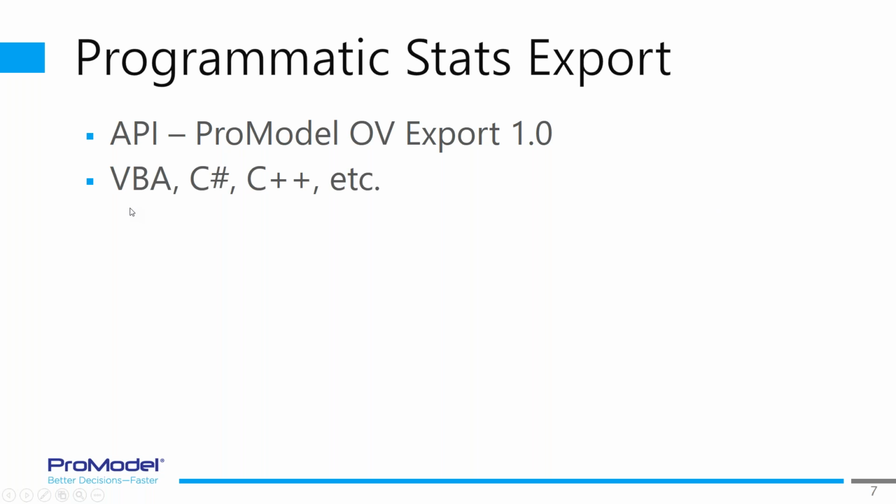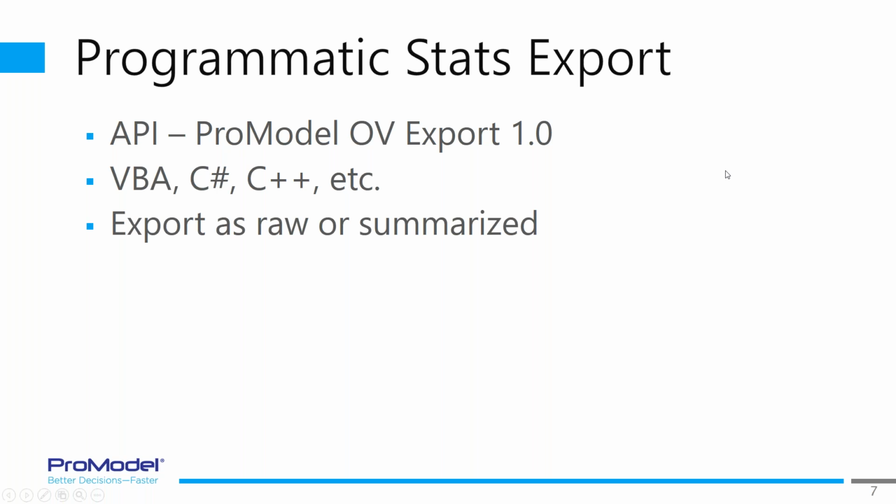So you can use VBA in Excel, you can use C#, C++, whatever it is. You can use a programming language to pull data and extract it out of your RDB and RDT files, which are the files generated by Process Simulator when it creates the statistics from the simulation running. Now, it can export as raw data or as summarized data.